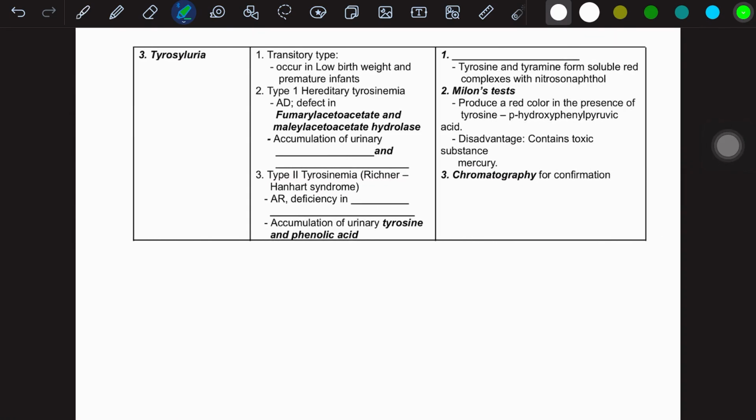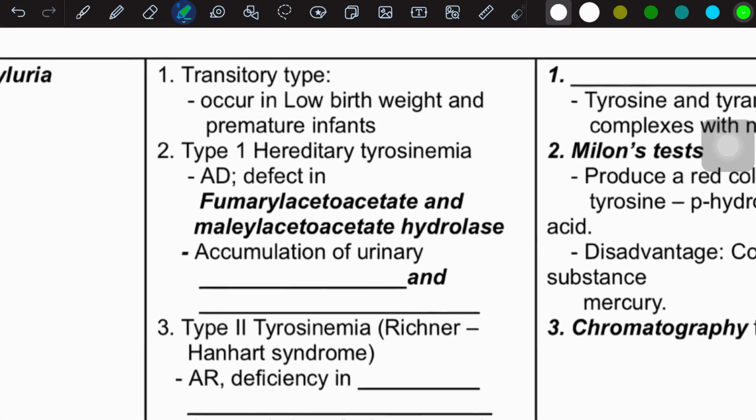Let us proceed to tyrosinemia. So in tyrosinemia, the urine may contain excess tyrosine or its degradation products. Unsa man ni sila? That is your p-hydroxyphenylpyruvic and p-hydroxyphenyllactic. It may be due to several causes. So, kani siya, atong i-zoom diri na part.